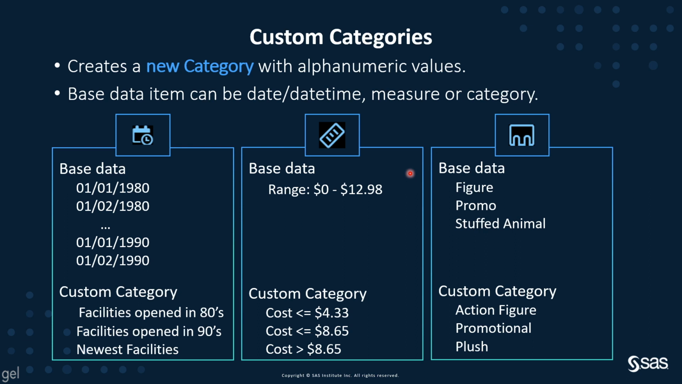For the category data item example, imagine that we want to change the displayed name for some of the values. Instead of the value figure, we will create a custom category where this data value is grouped as action figure. For promo, we will group this as promotional, and for stuffed animal, we will use a more generic term, plush.